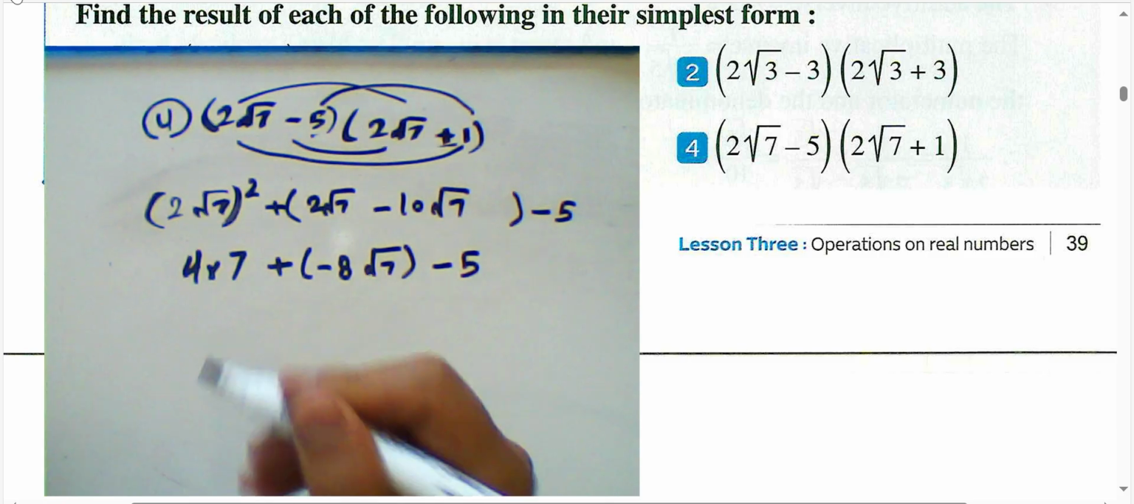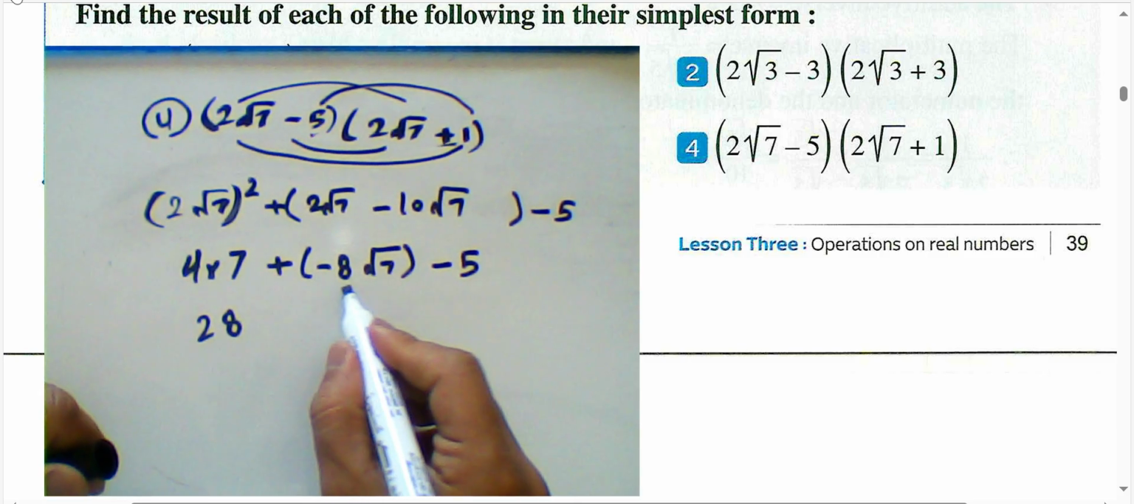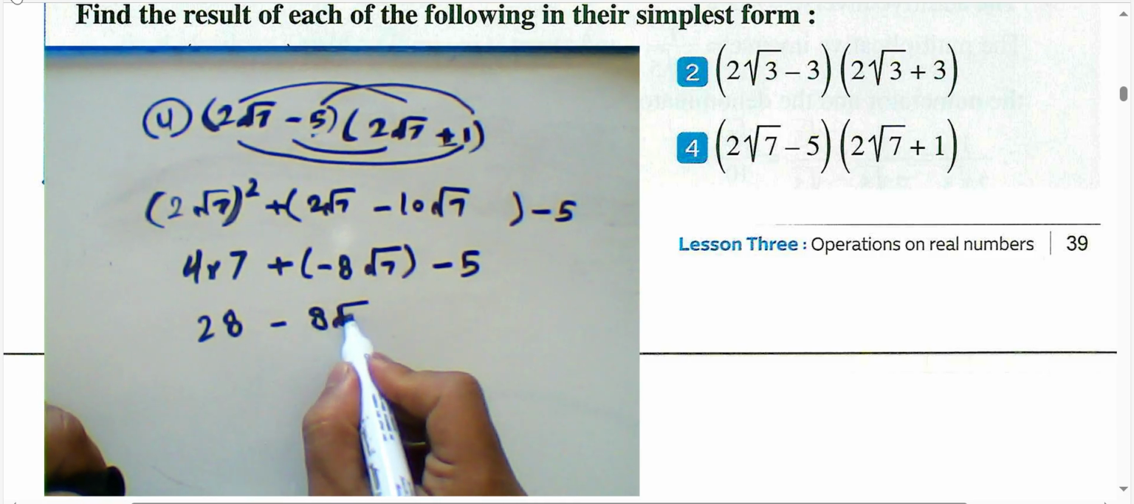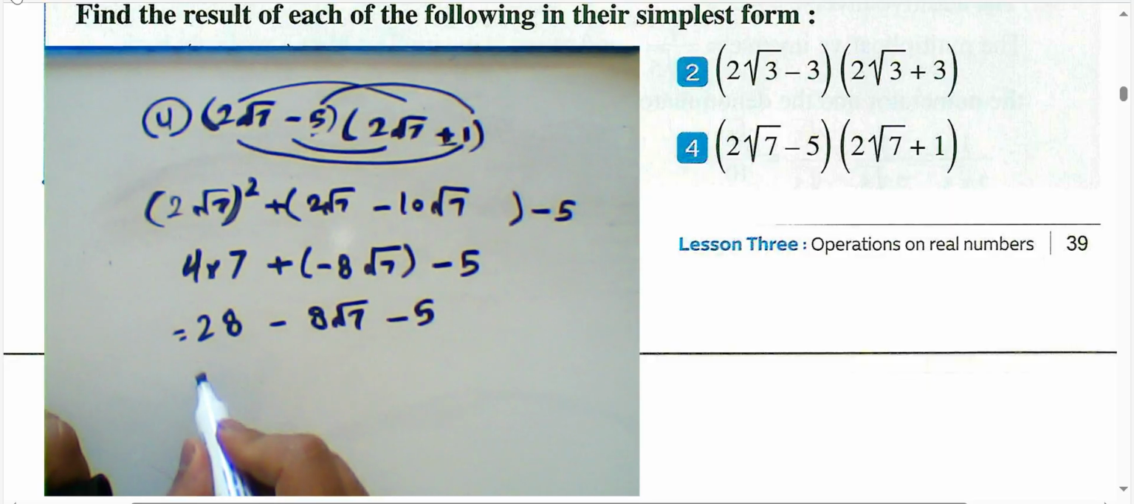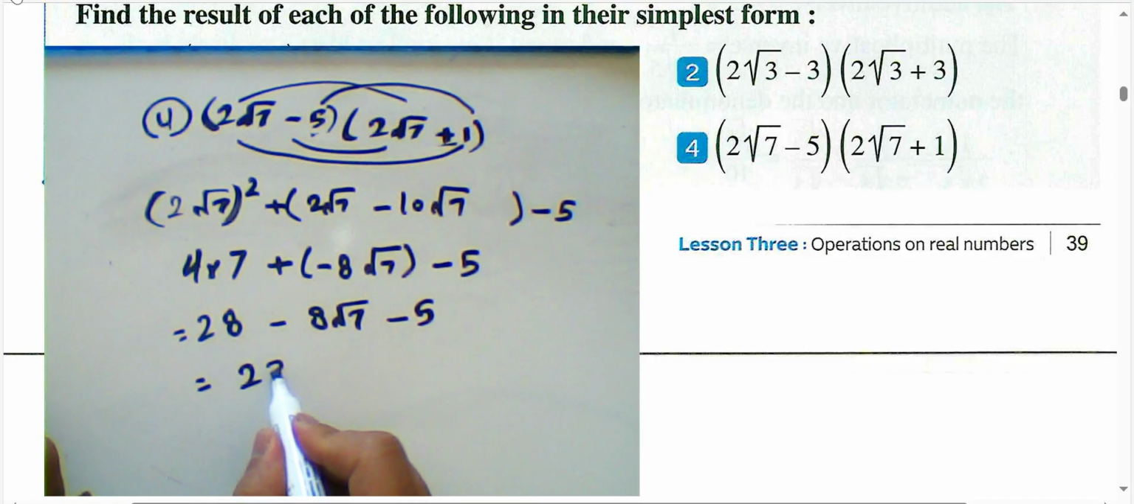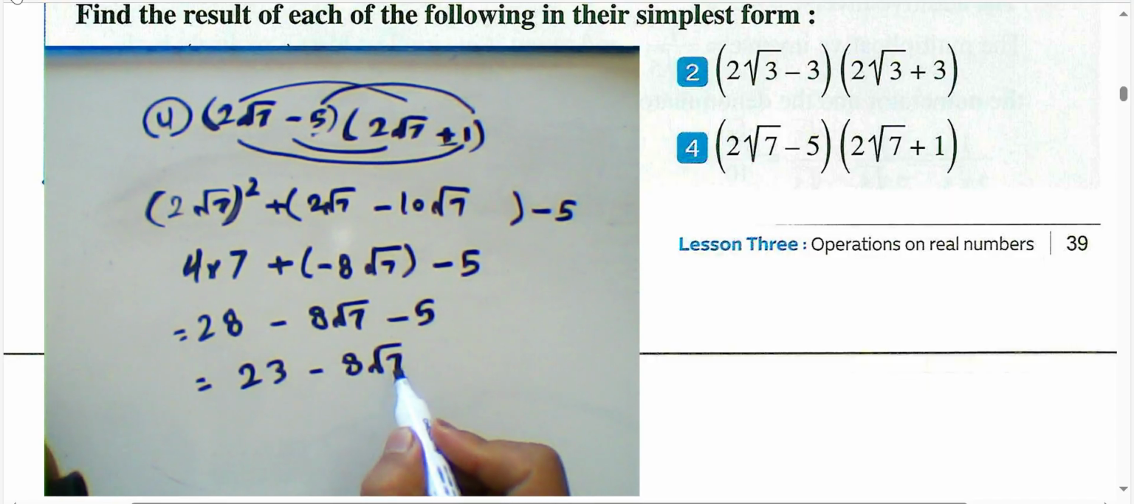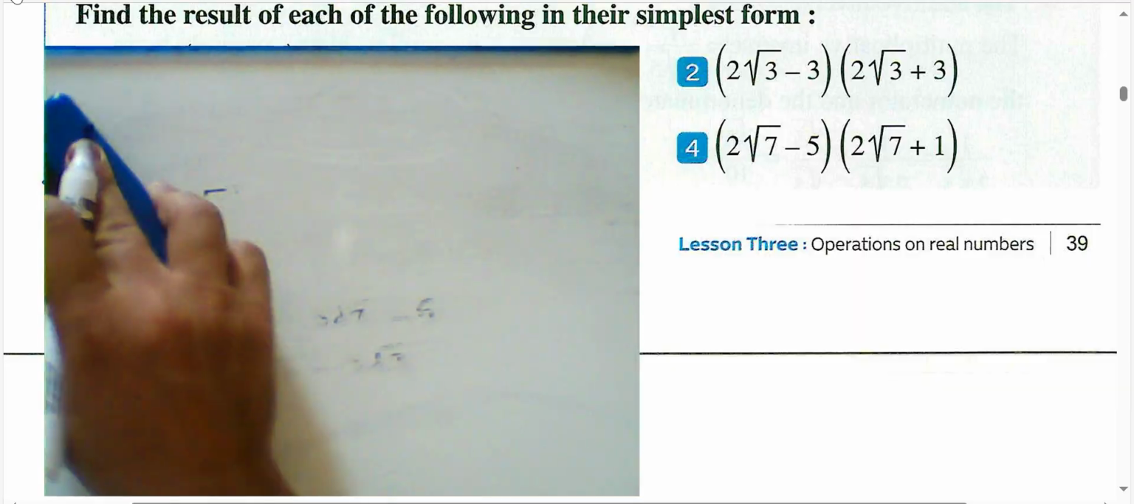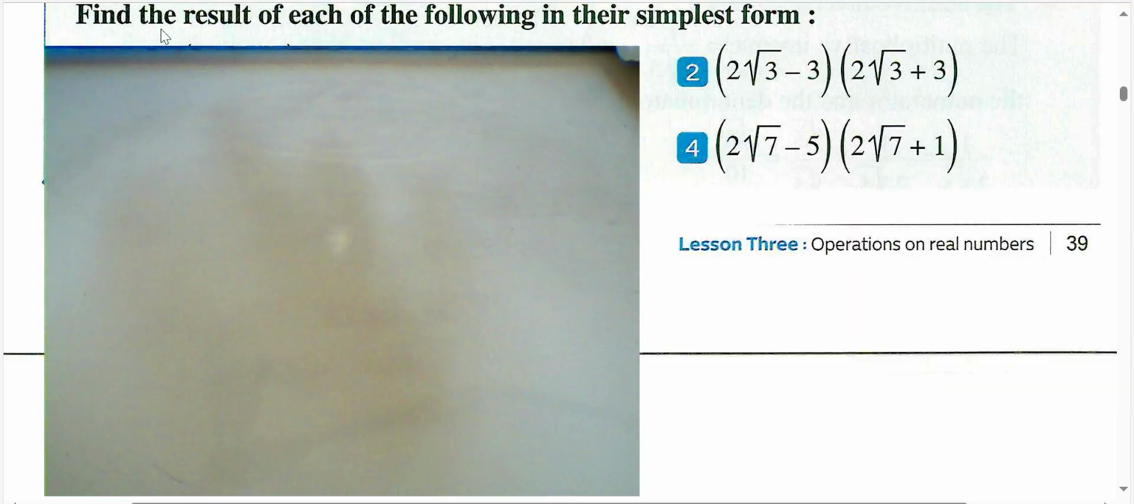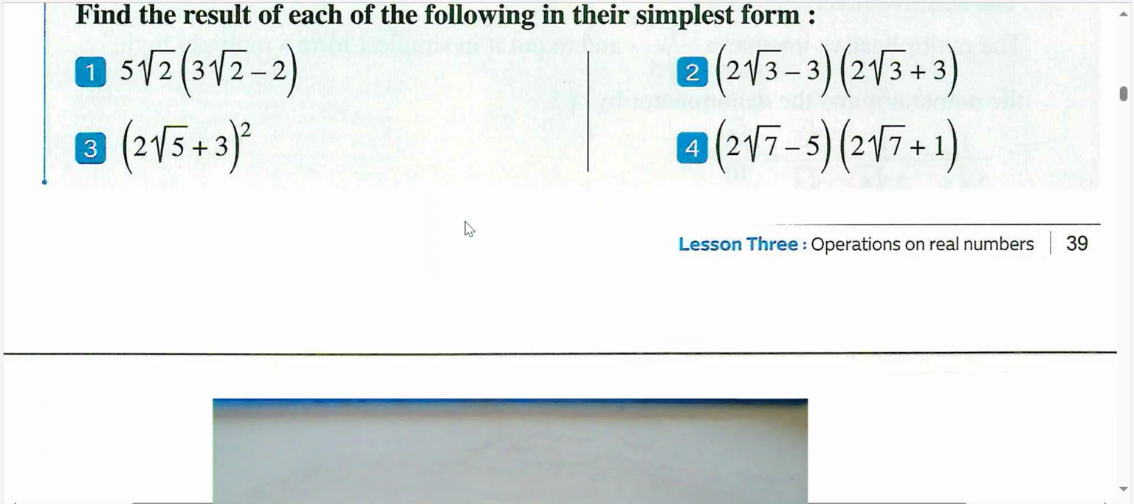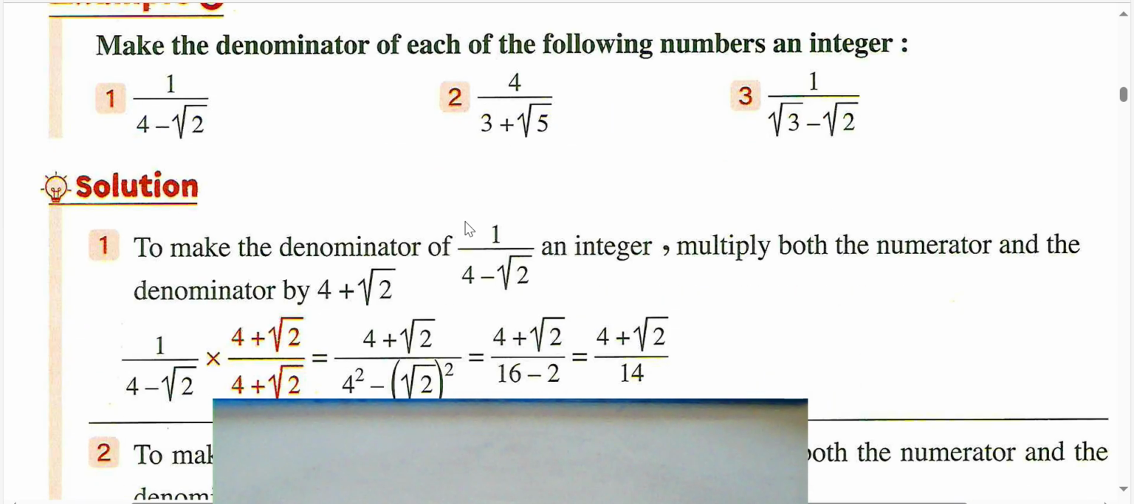So complete. 4 times 7 equals 28, and right here negative 8 root 7 negative 5. 28 minus 5, it will be 23. 23 minus 8 root 7. It's the simplest form of this example. Okay, understood. Now let's do the next one.